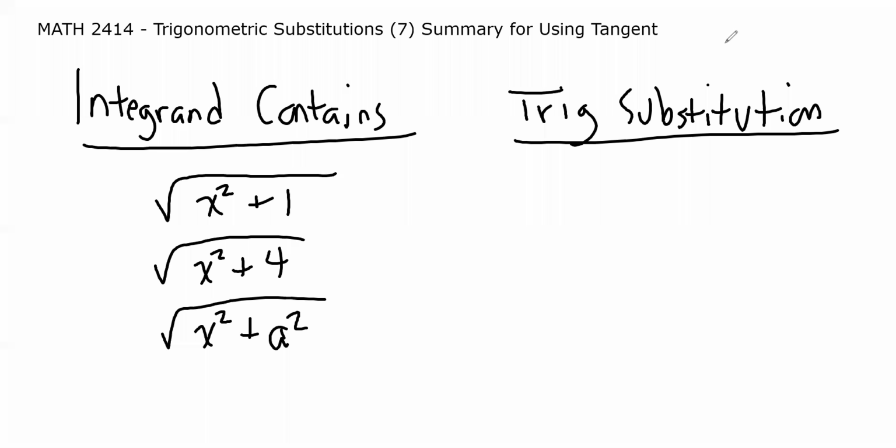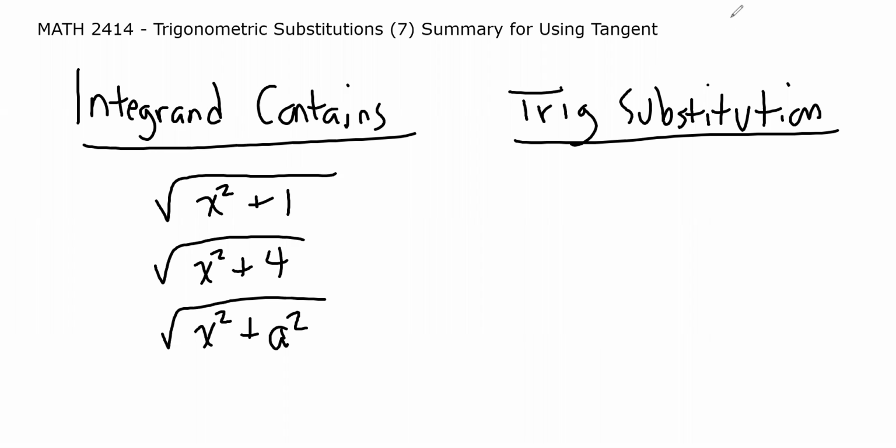Math 2414, Trigonometric Substitutions, Video 7, Summary for Using Tangent. In the previous two videos, we integrated expressions containing the square root of x squared plus 1 and the square root of x squared plus 4. In this video, we're going to generalize the concept and just work out a couple of examples, only deciding with a trig substitution, not actually doing an integral.